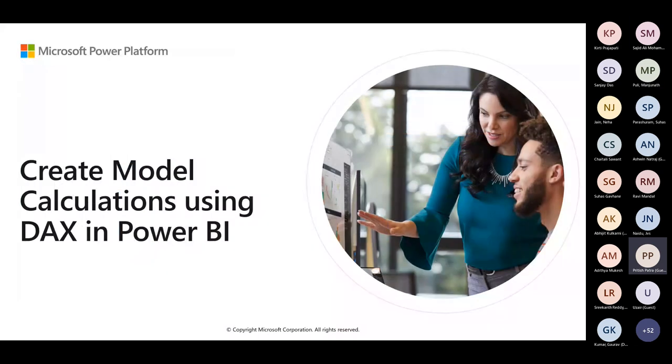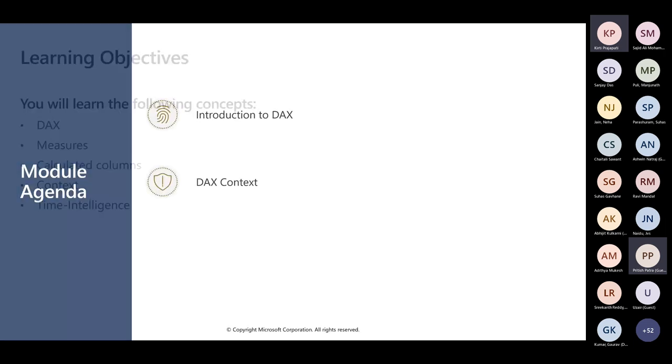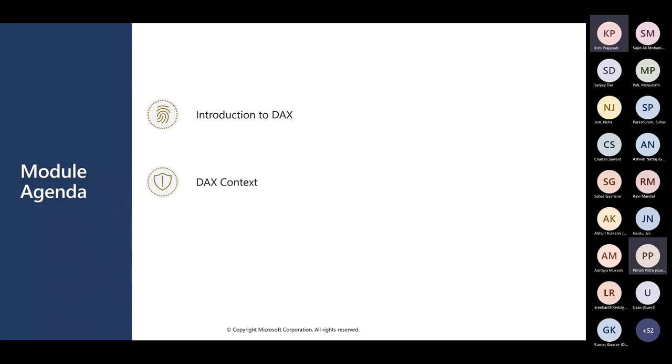Then we have another point: creating model calculations using DAX in Power BI. As I mentioned in the beginning, using DAX you can build measures and calculated columns. You can also understand the context in relation to DAX measures, time intelligence functions, everything. So you will be able to see how DAX can be used and what the different contexts available are.